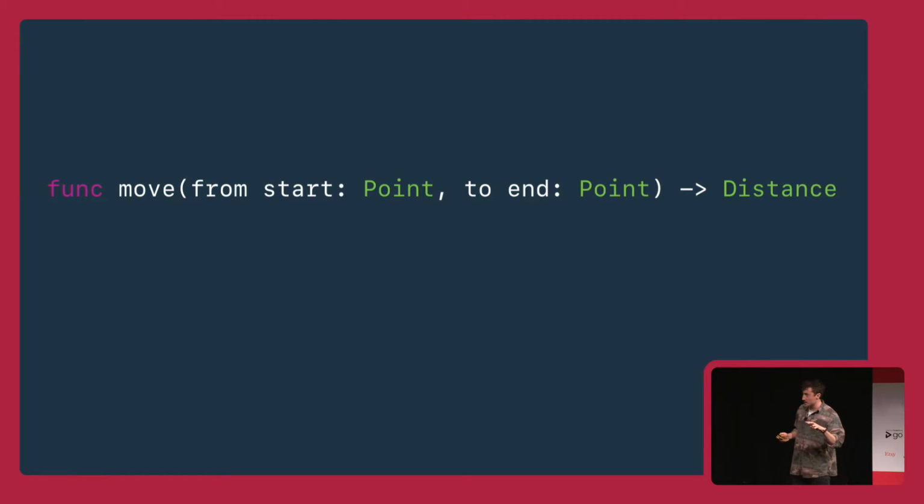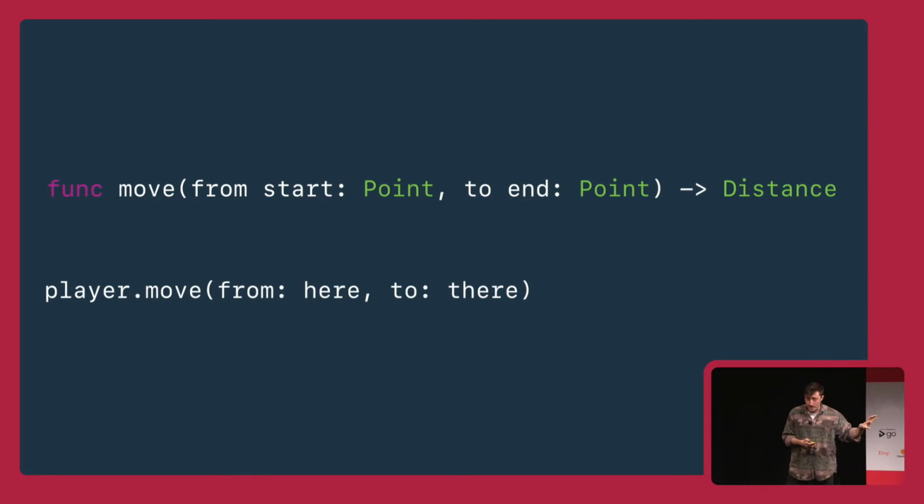The second thing you'll notice is there's two names for each parameter. We have an external name and an internal name. We have from start and to end. So you'll use start and end within the function, and from and to outside the function. So the idea being that you read at the call site, we read it sort of like a sentence. You go like thing, move from here to there.